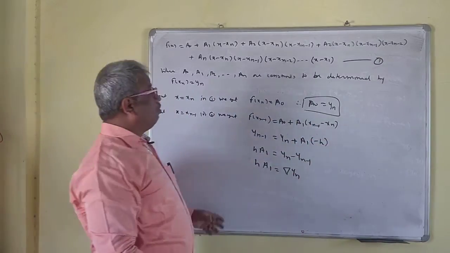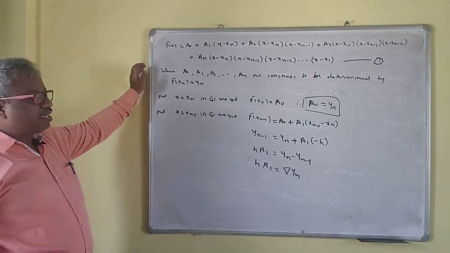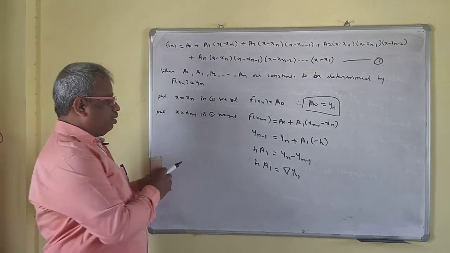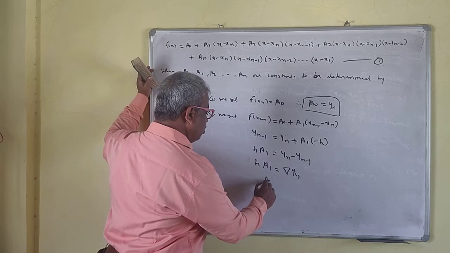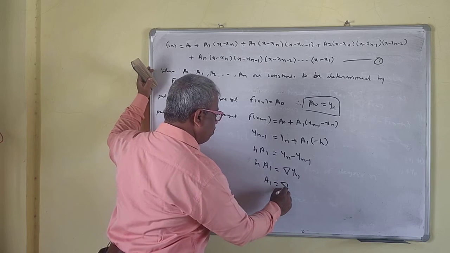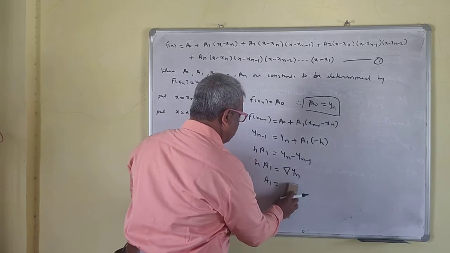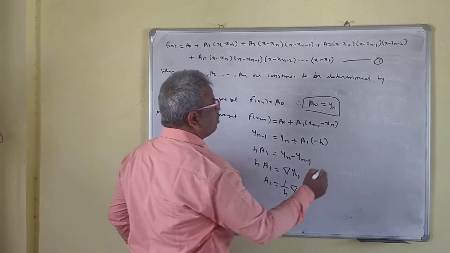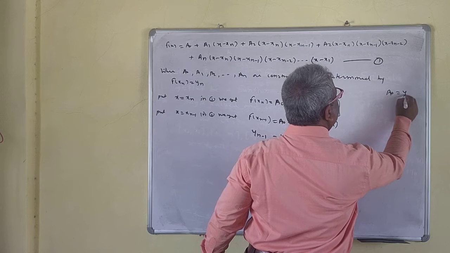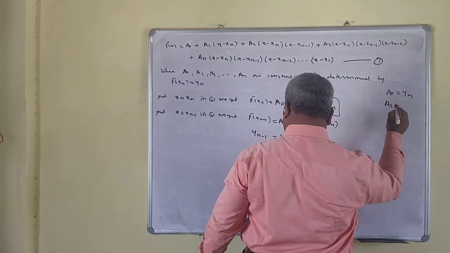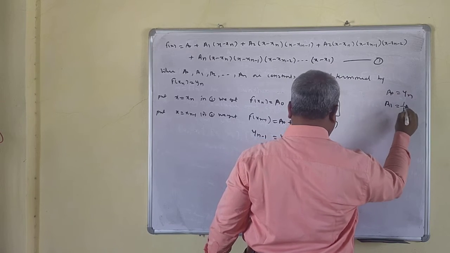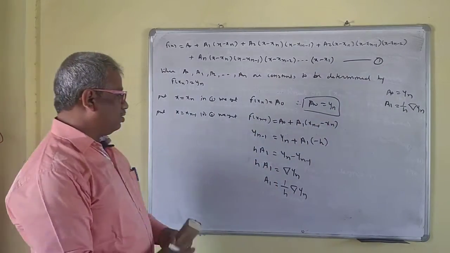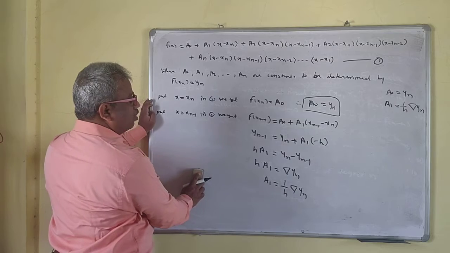Because the title of the topic is the backward difference formula, this is the backward difference. So your a1 is 1 upon h times the first backward difference of yn. So a0 is the same as yn, and a1 is as found. We'll find only a2 now, and then we'll generalize this.